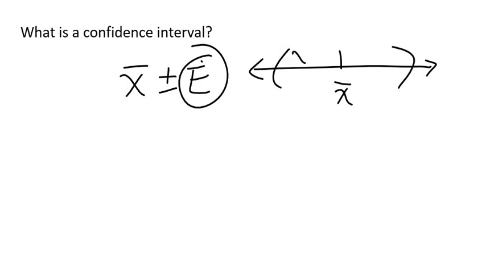We know that x is going to fall somewhere between the average minus that margin of error and the average plus that margin of error. So this is what a confidence interval is. It's an interval of numbers or a range of numbers so that if we were to do an experiment a second time, we can be confident that, to a certain extent, our sample statistic is going to fall within that range of numbers.